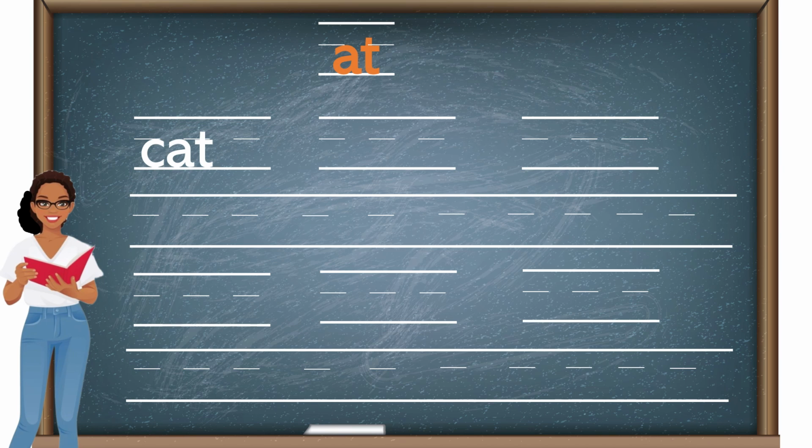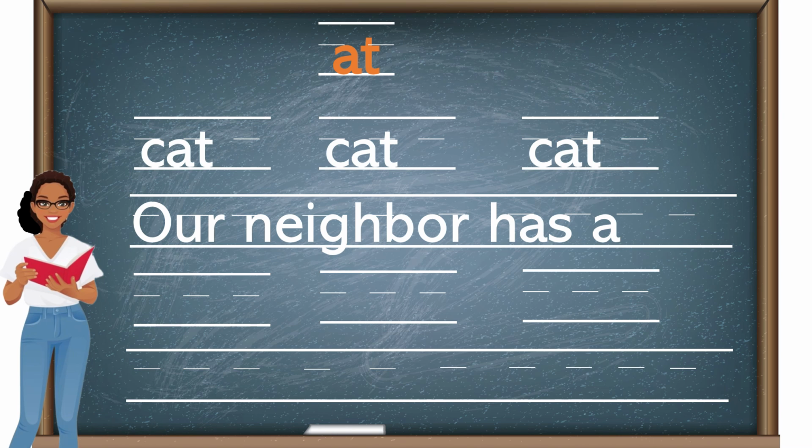Let's spell cat. C A T. Cat. Let's spell it again. C A T. Cat. Let's use it in a sentence. A sentence is a set of words that typically contains a subject and a predicate. A sentence might look like this. Our neighbor has a cat.